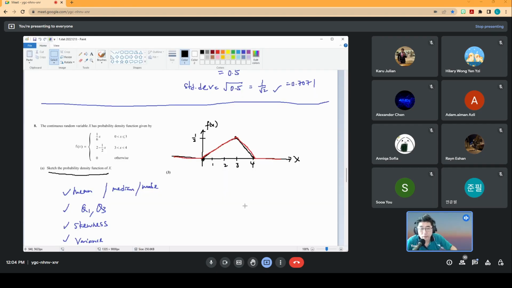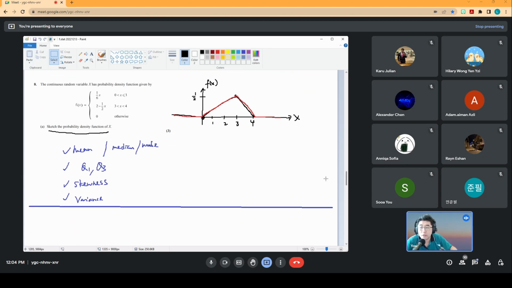Okay, so can anyone tell me about the answer for this one? How do you solve for these questions? Anyone want to share with me? How do we actually solve this question? Anyone?